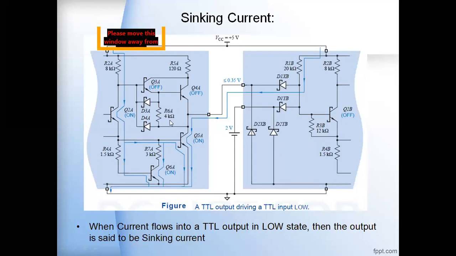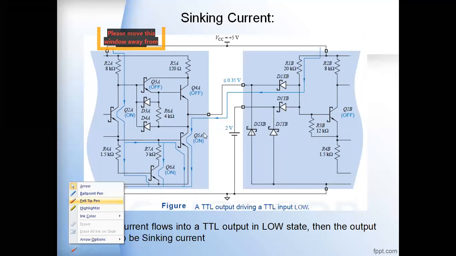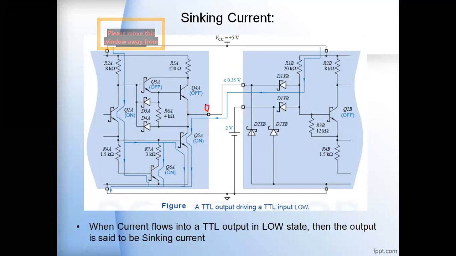In this case, the output is 0. The first stage gate is the driving gate and the second stage gate is the driven gate, because the second gate is driven by the first gate and the first gate is driving the second gate. Here we are considering the low state, so the output of the first stage is low.